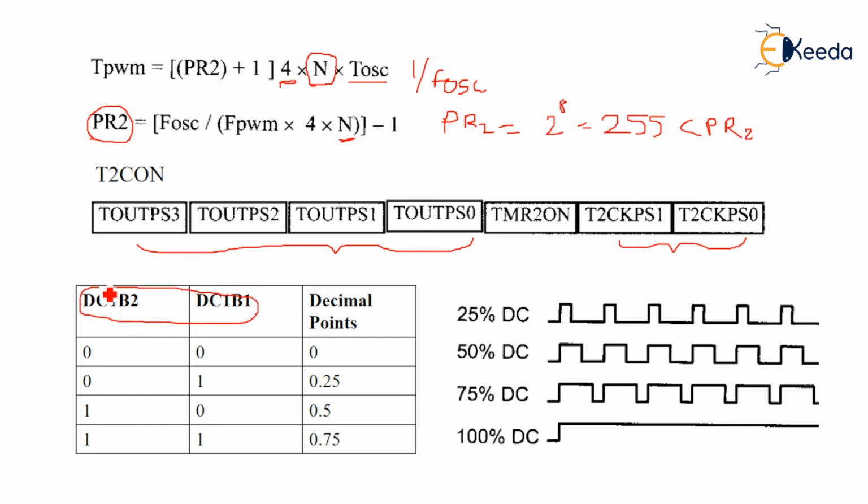See, if I say the duty cycle is 25%, this is your total time, and from the total time only 25% is on. Here, this is the total time, so only 50% is on and 50% is off. This is the total time, 75% is on. And 100% duty cycle means it is totally on.